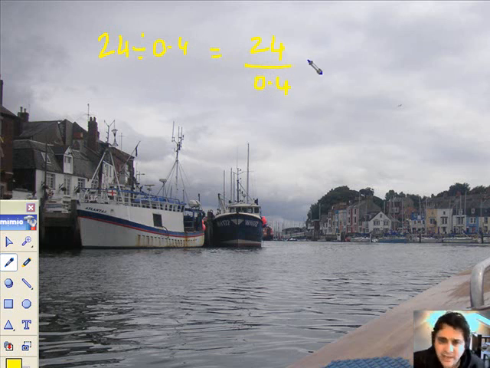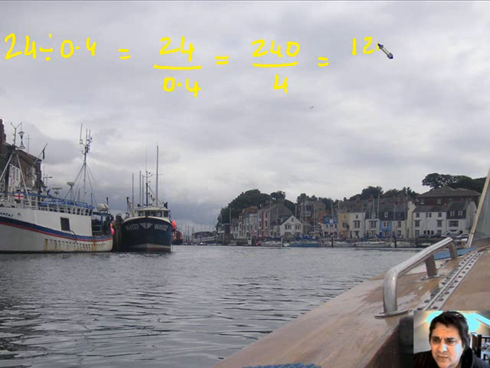Very, very ugly indeed. Why not multiply the top by 10 and get 240? Why not multiply the bottom by 10 as well and get 4? Look how easy that is. Now we can just divide 240 by 4. We can do it in our brains, or we can do it as a short division sum. Well, I'm going to do both. If we just halve it down, that's 120 over 2. And 120 divided by 2 is exactly 60.